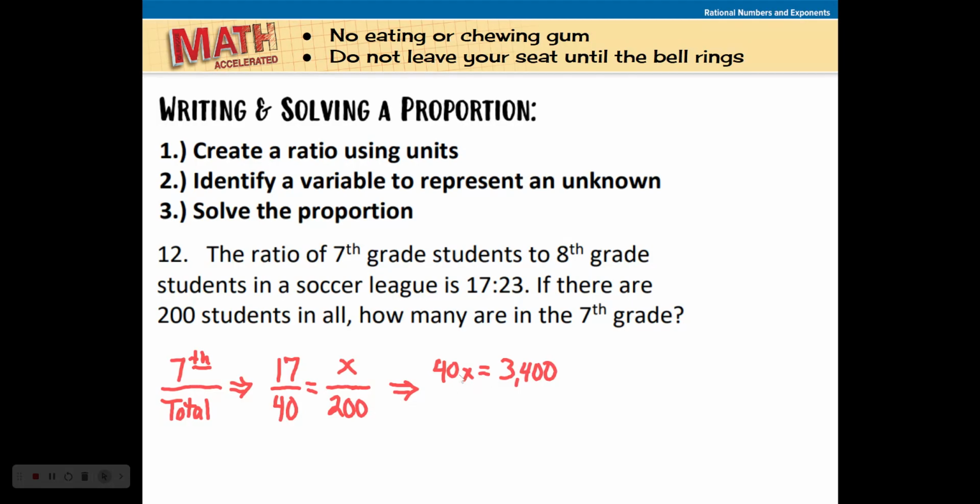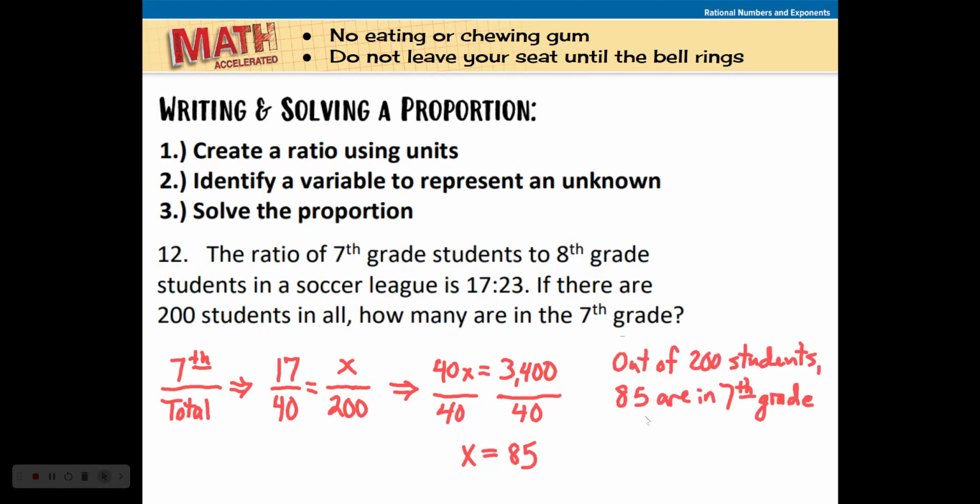Cross multiplying, we get 40x equals 3,400. Divide both sides by 40, we get x equals 85. Now remember, what is being asked for? How many are in 7th grade? Out of 200 students, 85 are in 7th grade.